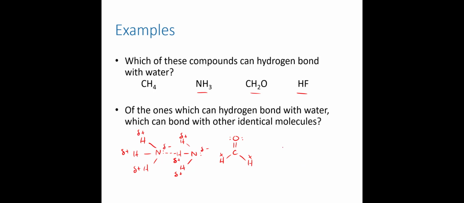Finally, if we look at HF, hydrogen fluoride, we see that hydrogen is positive and fluorines are partially negative because they're so electronegative. So this is partially positive, this is negative. So we have hydrogen on the phone, and we have some other phone, F, O, or N, so definitely. HF molecules can hydrogen bond with other HF molecules. Not a problem.